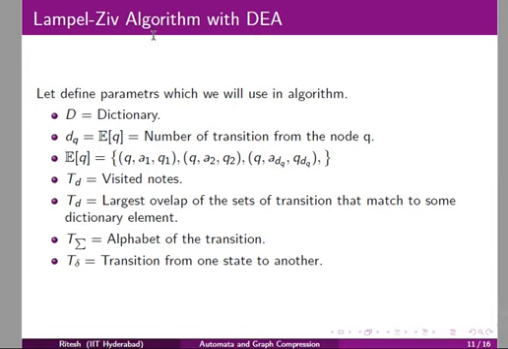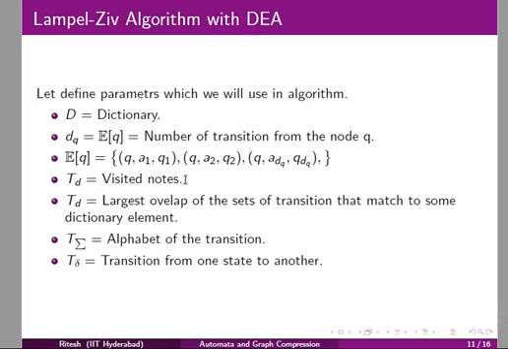So what we are going to do, we will first define some parameters to further process. D is our dictionary, similar to the LZ, and D of Q is the expected number of transitions from a node Q to another node, like E of Q is Q to Q1 with the weight A1, Q to Q2 with the weight A2, like a probability, where A1, A2 are the weights of that node, from where to where we are going with what probability, up to Q to Q D of Q.